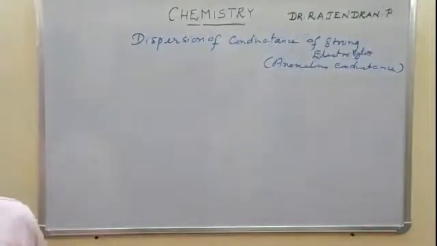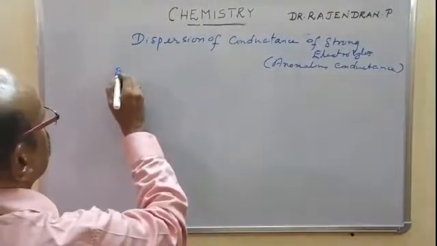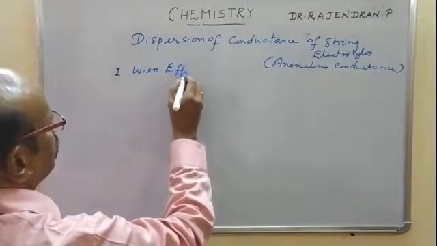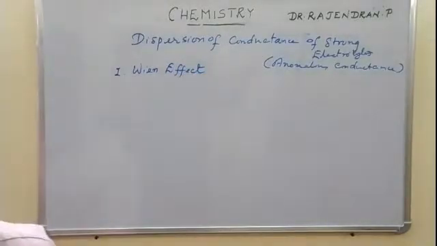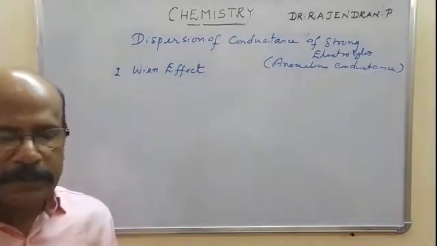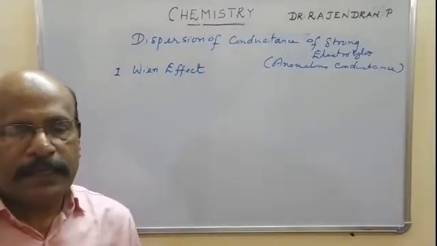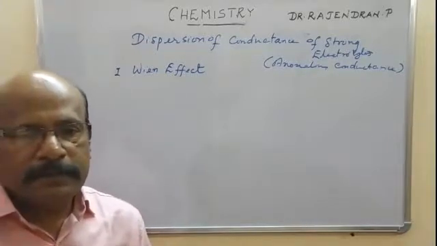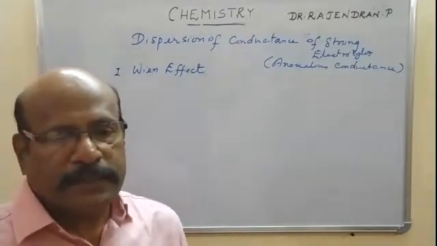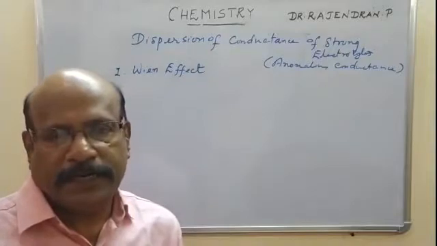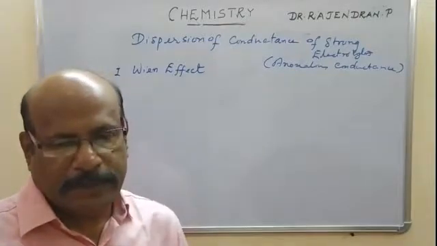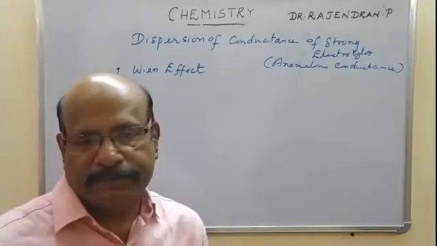One is the Wien effect. The first phenomenon is the Wien effect, W-I-E-N. As all of you know, the mobility or the conductance of a particular ion in a strong electrolyte is slightly reduced by the dragging force of the unsymmetrical ionic atmosphere just behind the moving ion, that arises from the asymmetry of the central ion under the application of the applied electric field that I have mentioned.